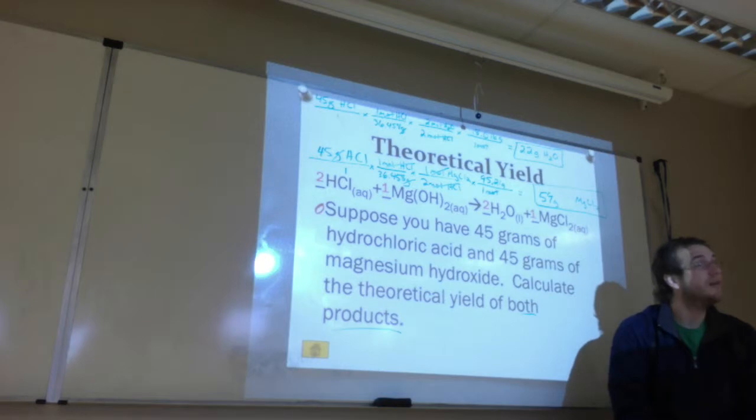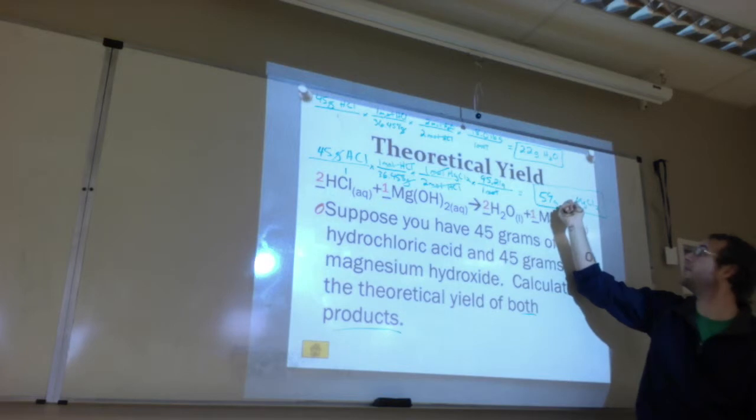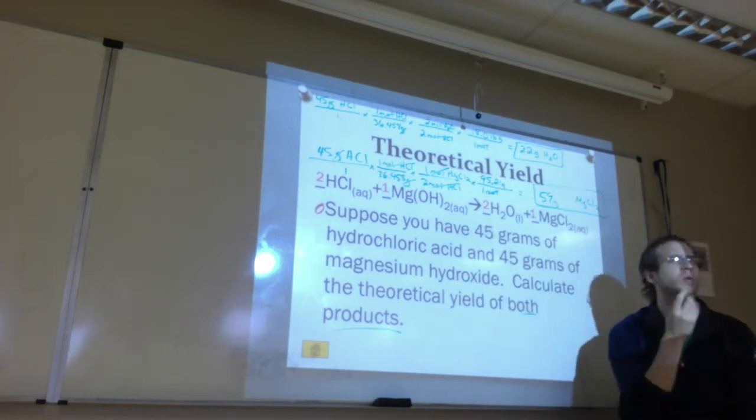But which reactant doesn't get all used up? Which was our limiting? Our limiting was hydrochloric acid. So you get this magnesium chloride, but wouldn't you also get a little bit of this magnesium hydroxide left over? Ooh.